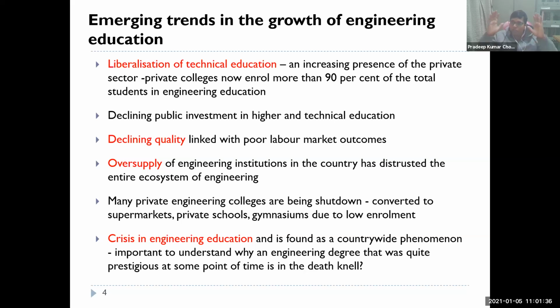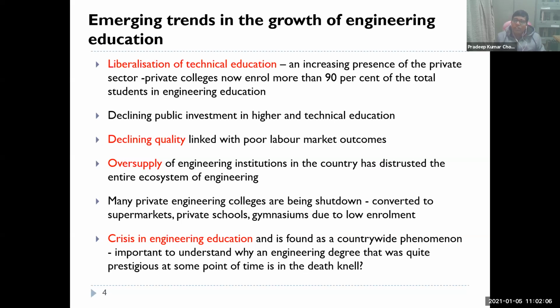The kind of ecosystem that was there in engineering education in the country got disturbed, largely because there is a huge supply of engineering institutions. So many engineering institutions came up, but there are not enough students who want to take engineering education as their profession. So that led to several distortions in the discipline itself. That will become clearer later, because I will get into those debates in my coming slides.